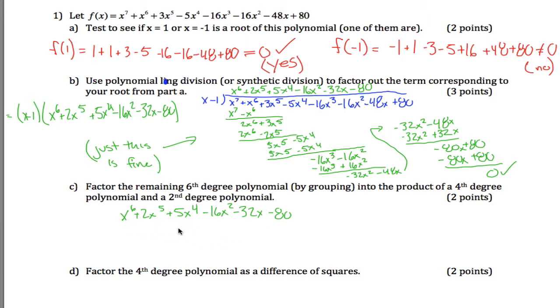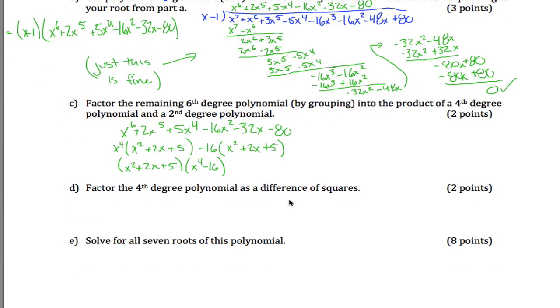If you group these first 3 terms, they all have an x to the 4th in common. If you pull out that x to the 4th, you'd be left with x squared plus 2x plus 5. My goal is to be left with x squared plus 2x plus 5. If I want that to happen, I'd have to factor out a negative 16 over here. If I pull out a negative 16 from negative 16x squared, I'm left with just x squared. If you pull it out from negative 32x, you're left with plus 2x. And negative 80 divided by negative 16 is just positive 5. And so what you get is that this 6th degree polynomial is just x squared plus 2x plus 5 times x to the 4th minus 16.